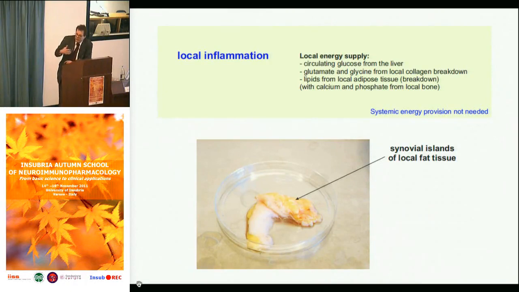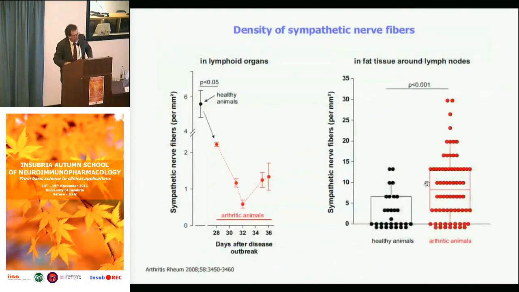Okay, well, why does an inflamed tissue or a lymph node or an activated lymph node or whatever need the fat tissue around? You can think of the adipokines, of the cytokines that are coming out of the fat tissue. But you also can think about the free fatty acids. The free fatty acids are energy-rich fuels. They support the immune system. So what we also saw is that in lymphoid organs, at the same time when the sympathetic nerve fibers get lost in the synovial tissue, they also get lost in the lymphoid organs. So it's the same.